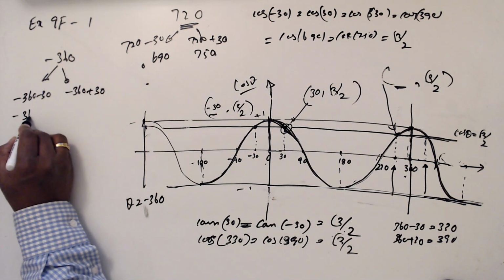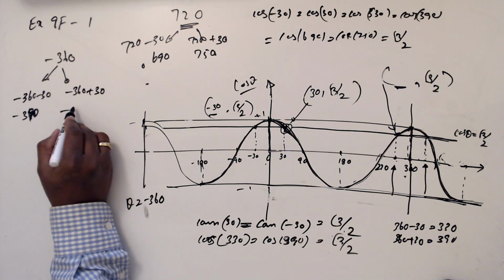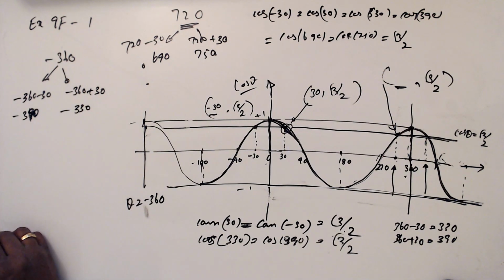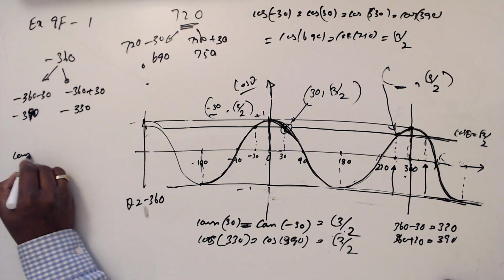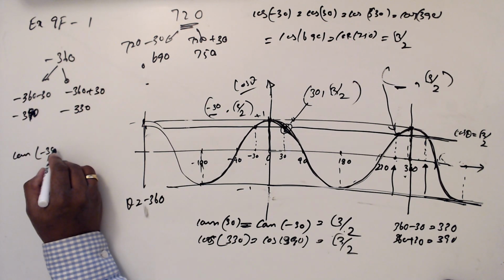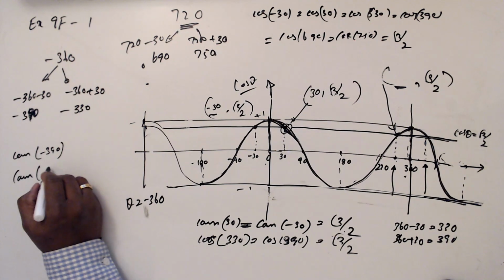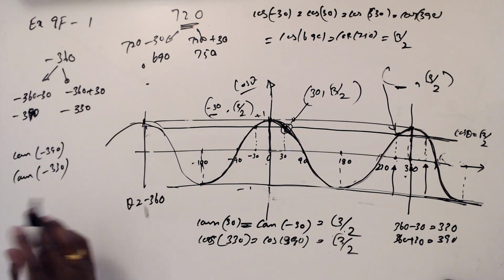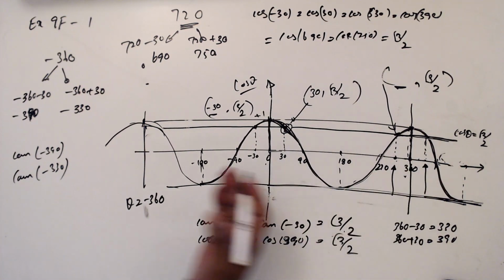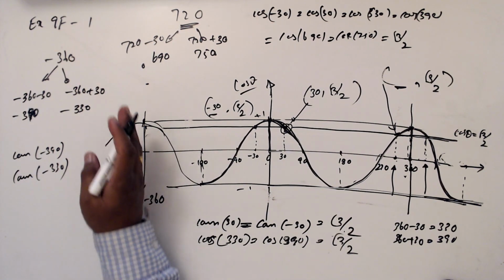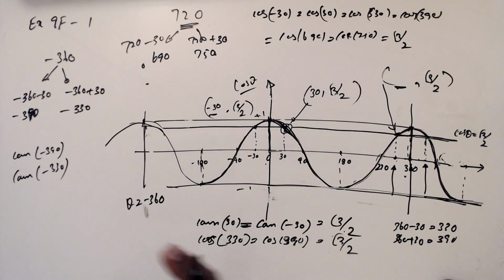Likewise, this is 390, and this is 330. One answer is cos minus 390. Another one is cos minus 330. Now, you find a special place, and you know 30 above and below that special place, a special line. This is one way. What is the easiest way?